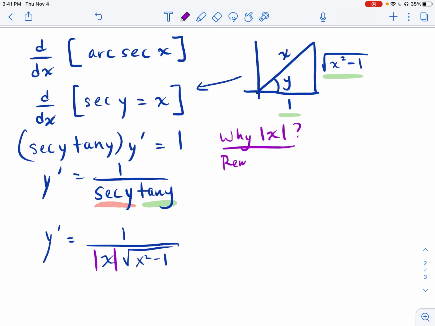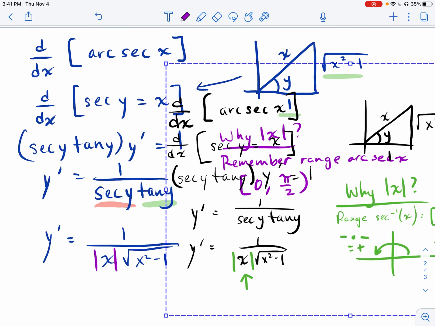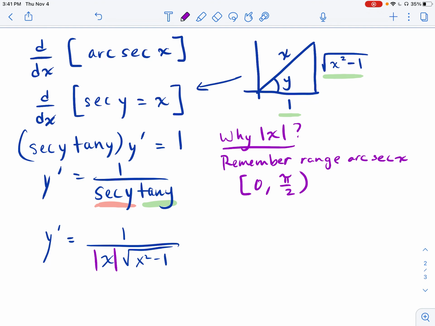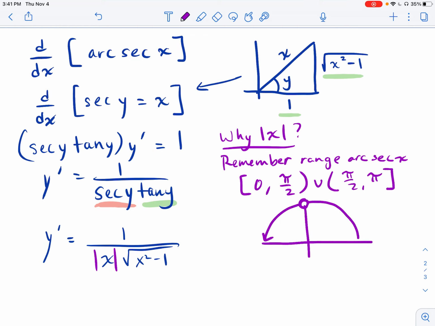Well, remember the range. Remember the range of arc secant of x. What is the range of arc secant of x? And if you recall, the range of arc secant of x is from 0 to pi over 2, and pi over 2 to pi, inclusive here. That is to say, the angles that come out of arc secant can be any angle from 0 to pi, not including pi over 2.